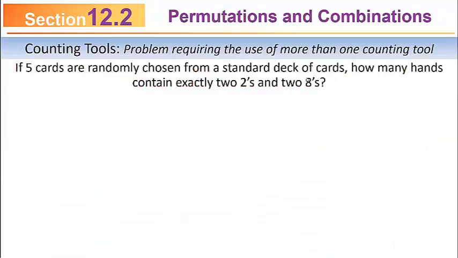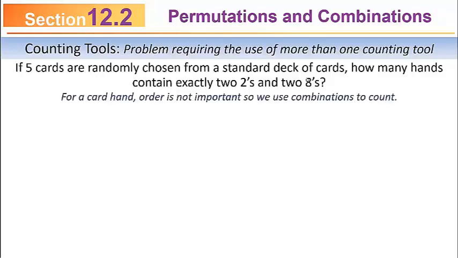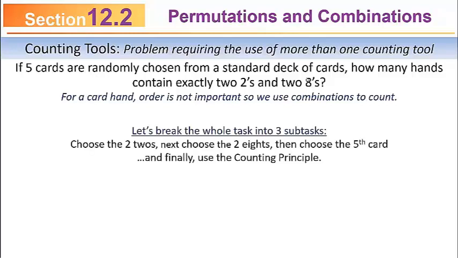If 5 cards are randomly chosen from a standard deck of cards, how many hands contain exactly 2 2s and 2 8s? It's very similar to the other problem, and again, for the same reason as was true for the other problem, order doesn't matter, so these are going to be combinations. And also, like the last problem, it's actually going to be a counting principle problem at the base, but this time there are 3 subtasks, or there are 3 stages. This is a 3-stage experiment.